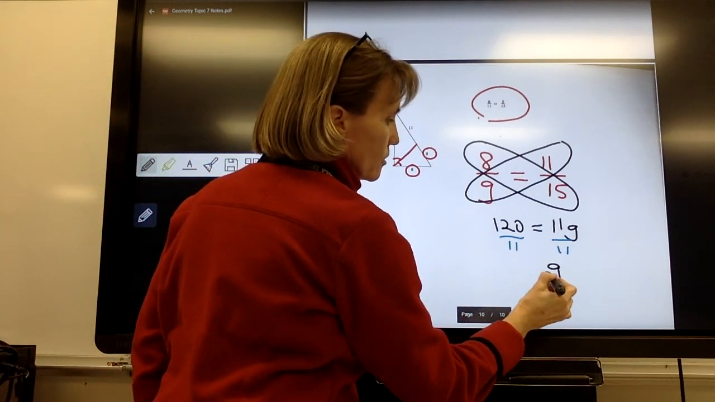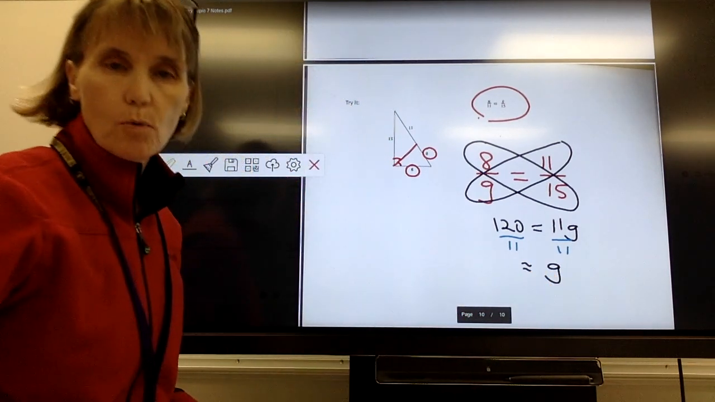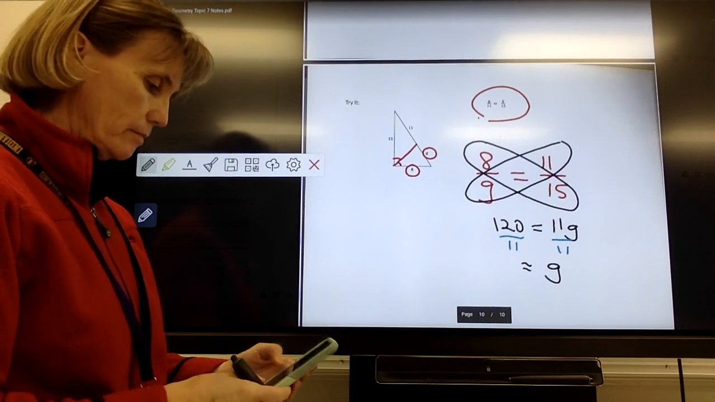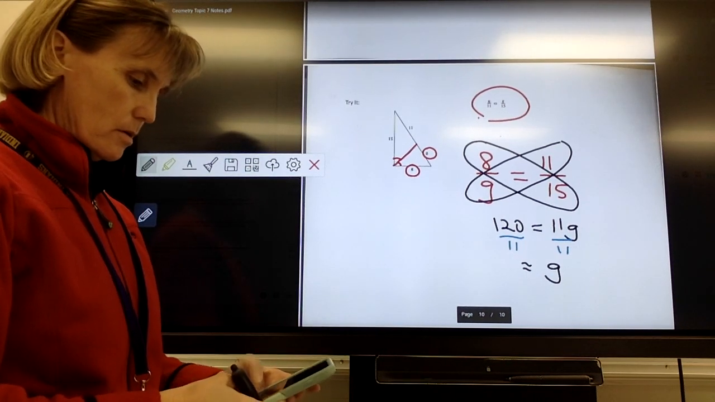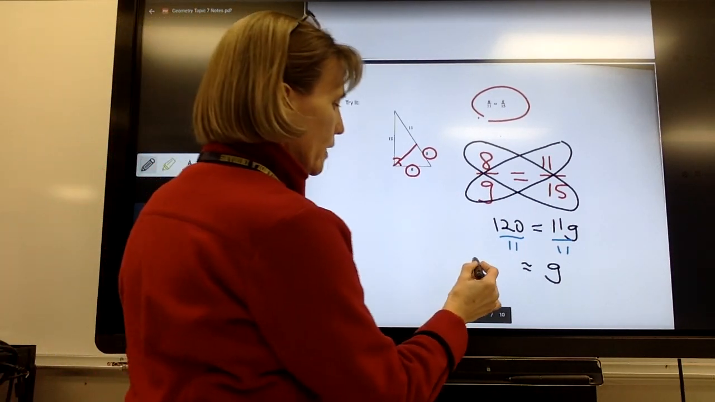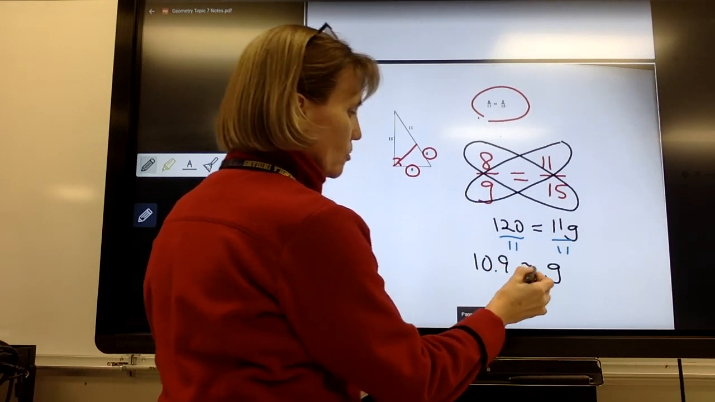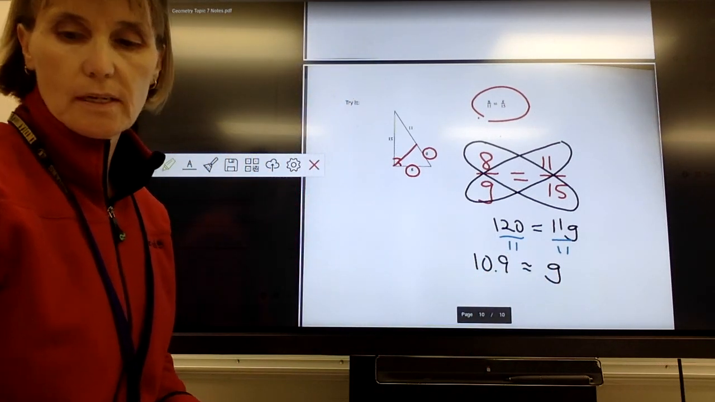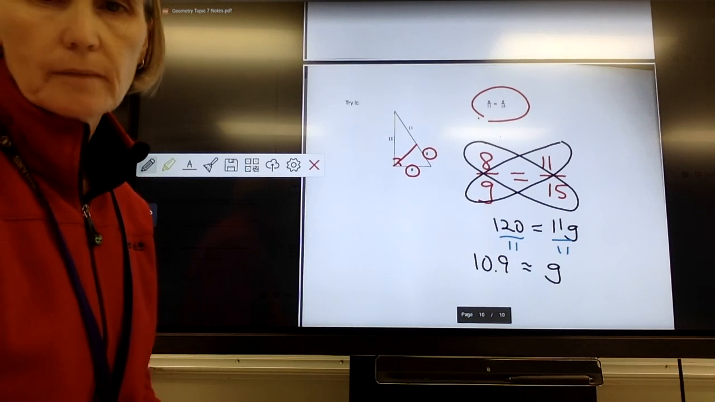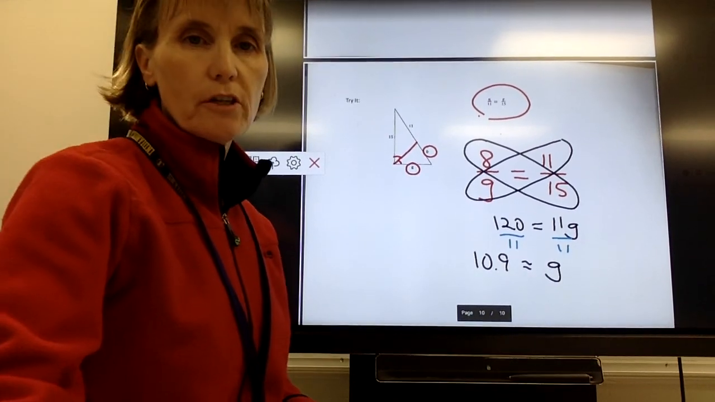Okay, and G is going to be equal to, we need to take 120 and divide it by 11. And I get a value of 10.9. That is rounded, so we got that wavy equal sign, 10.9. All right, you got a worksheet that you can start working on.